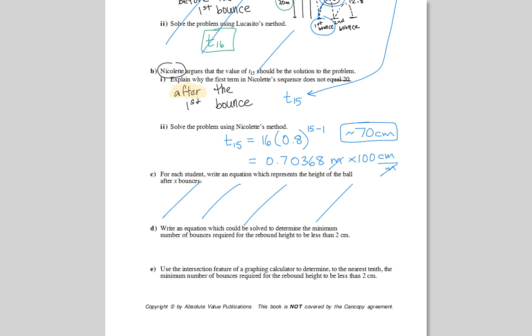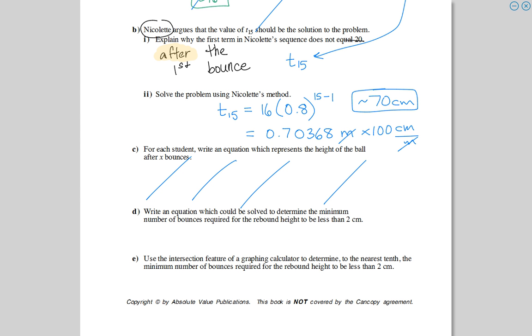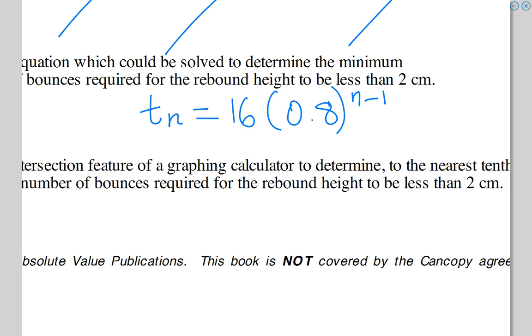It says, write an equation which could be solved to determine the minimum number of bounces required for the rebound height to be less than 2. So let's go with Nicolette, right from the formula sheet. We have Tn equals 16(0.8)^(n-1). This is our formula. Is there anybody that disagrees with this or is confused about this?